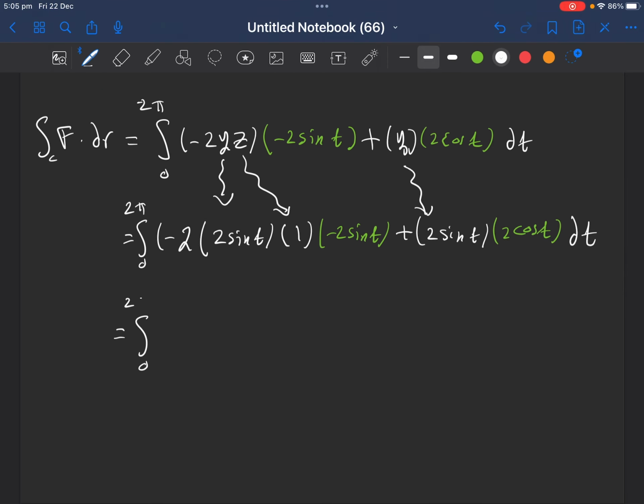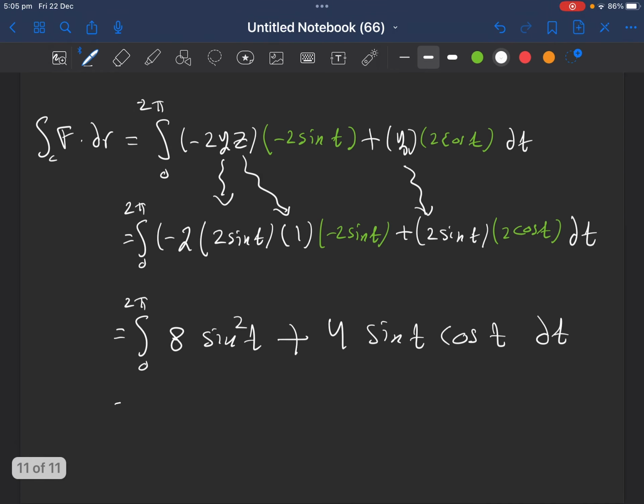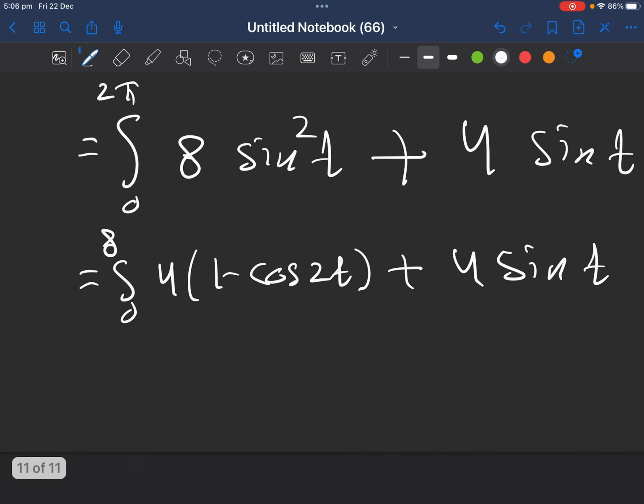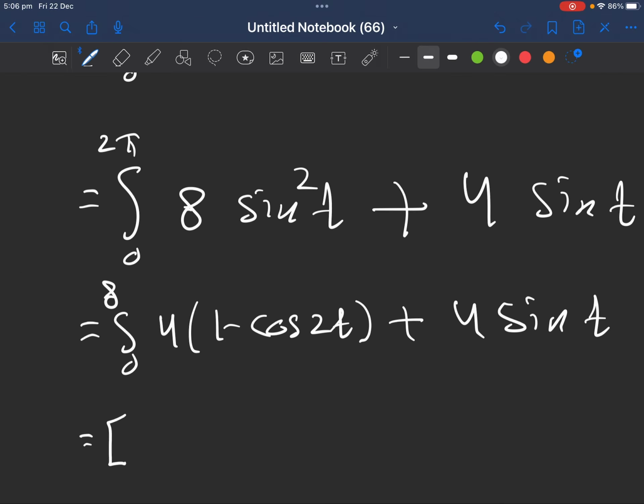Now we work with this integral. It will be 0 to 2 pi. This integral will be minus 2 and 2. It would be 8 sine squared t plus 4 sine t cosine t dt. We almost can do this integral, so just let us use the double angle formula. This would be 4 times 1 minus cosine 2t plus 4 sine t cosine t dt. And now this integral, if we do it, it will be 4.